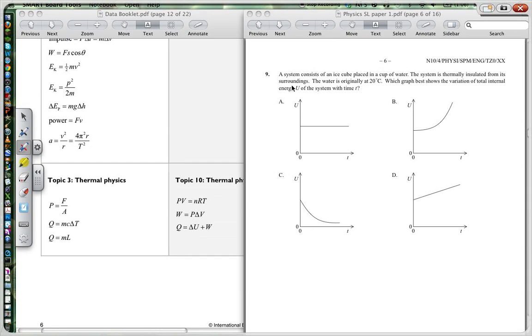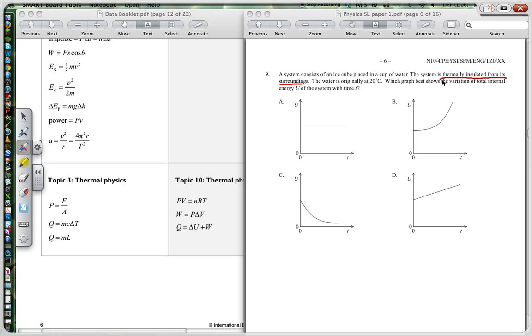Looking at question 9, a system consists of an ice cube placed in a cup of water. The system is thermally insulated from its surroundings. The water is originally at 20 degrees Celsius. Which graph best shows the variation of the total internal energy of the system with time?